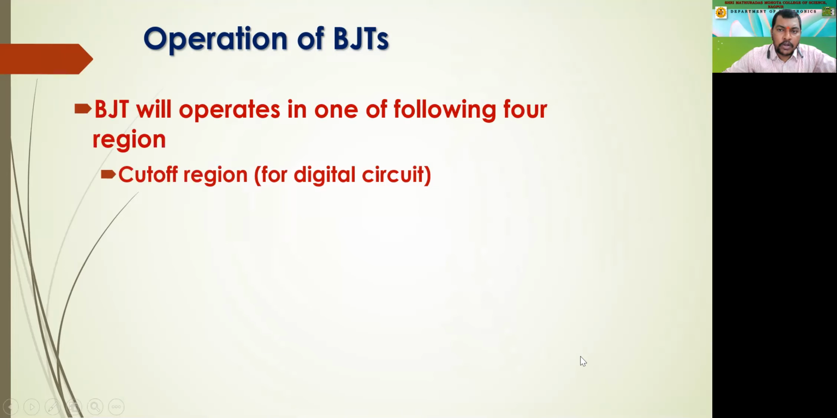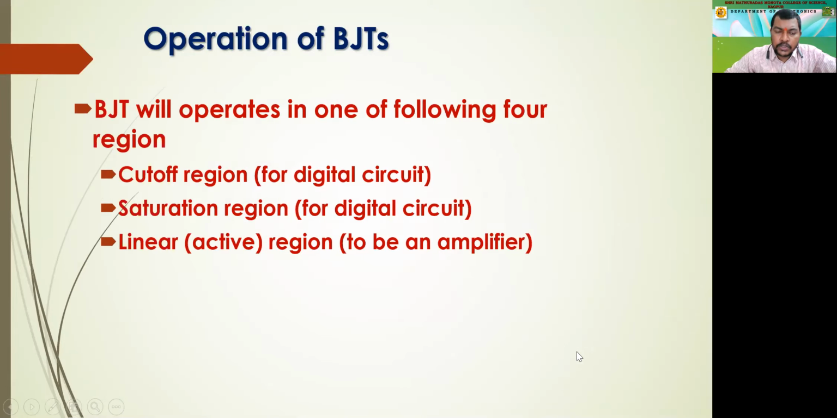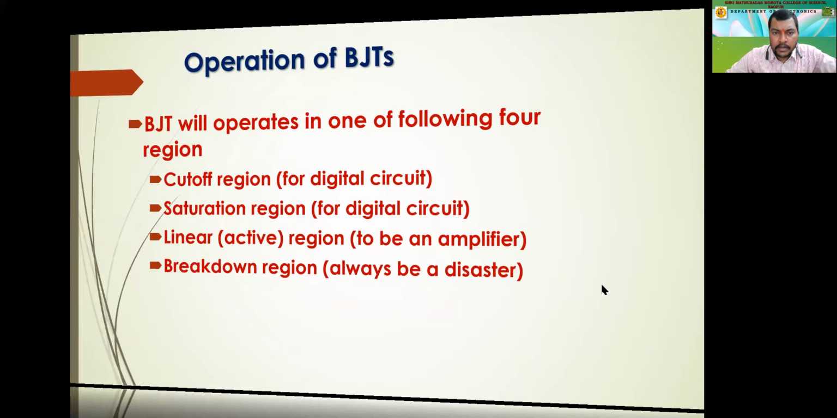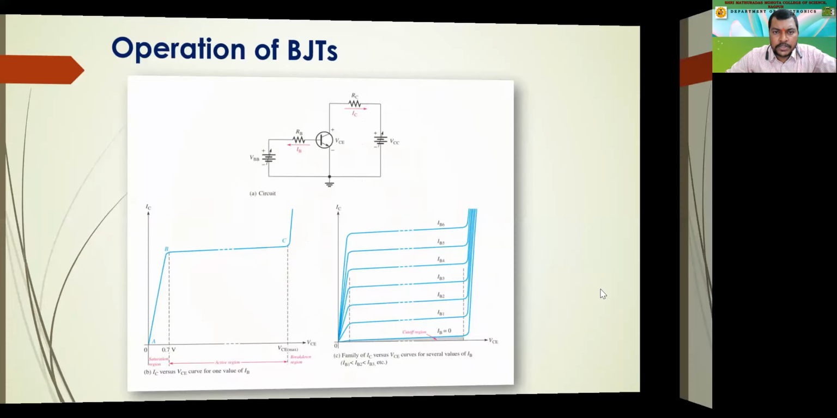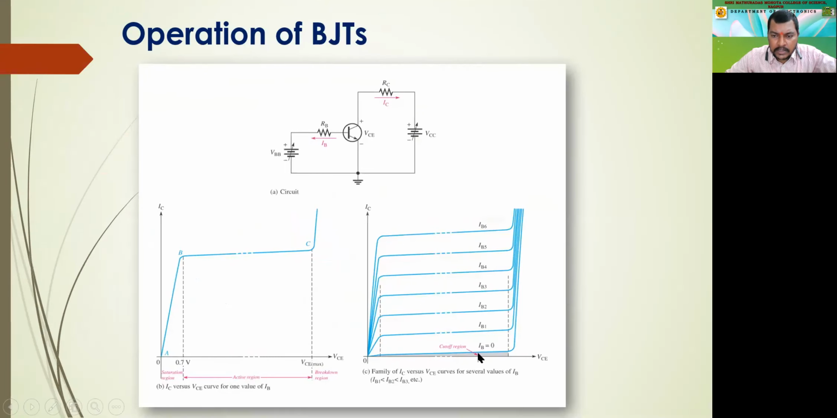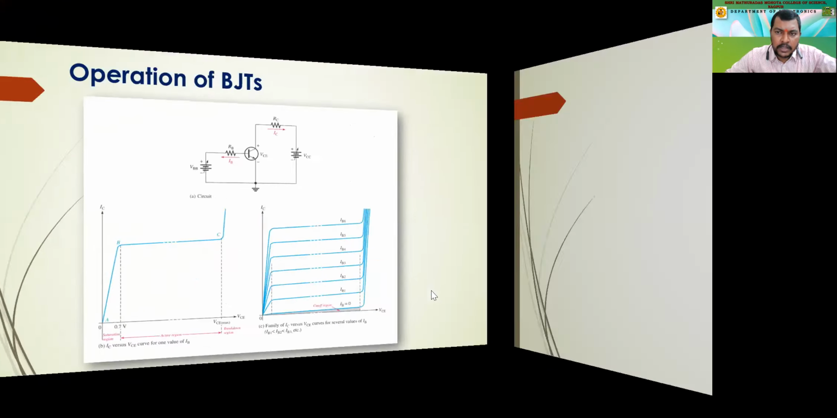The BJT will operate in one of the following four regions: cutoff region, saturation region, linear active region, and the breakdown region. The breakdown region we never use. Cutoff region and saturation region are present, but we want our amplifier or transistor to work in this linear active region. I've shown that. This is some operation of that. So this is the circuit, and this small portion below is called cutoff. As I've shown you, the glass of water, remember that. And this is the saturation region. So we expect that the transistor should work in the active region.